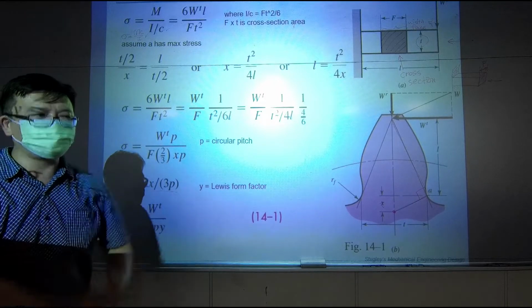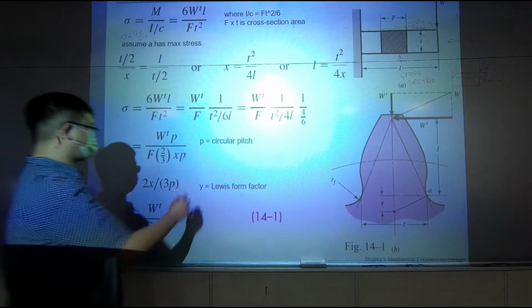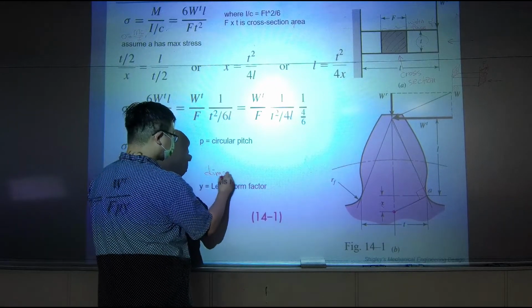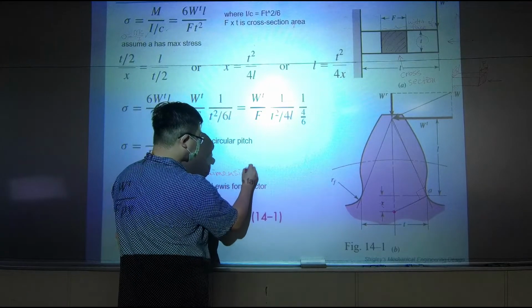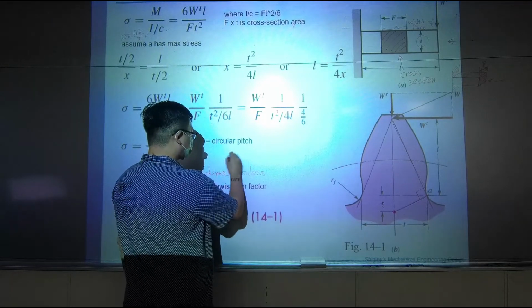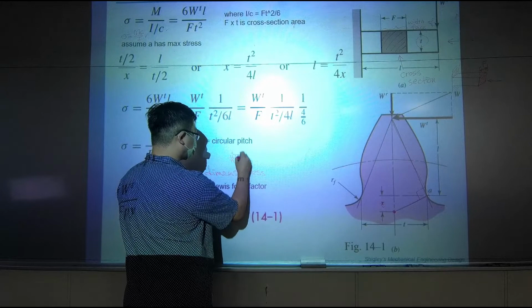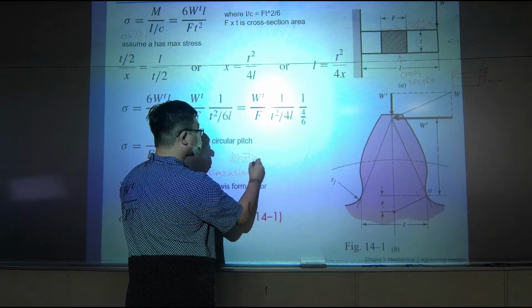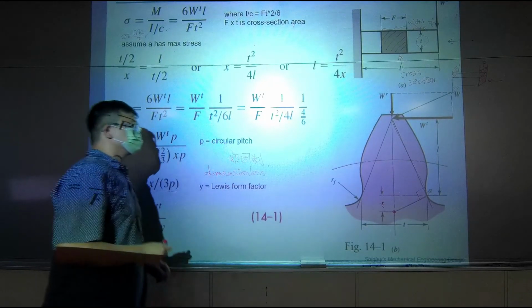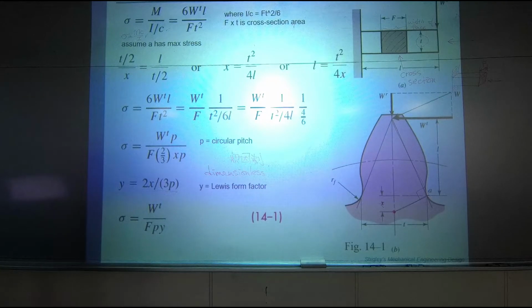But what Lewis is trying to do is to form dimensionless equations. Dimensionless. No dimension, okay? So one way to create dimensionless equations is to have a dimensionless parameter, which is y right here.